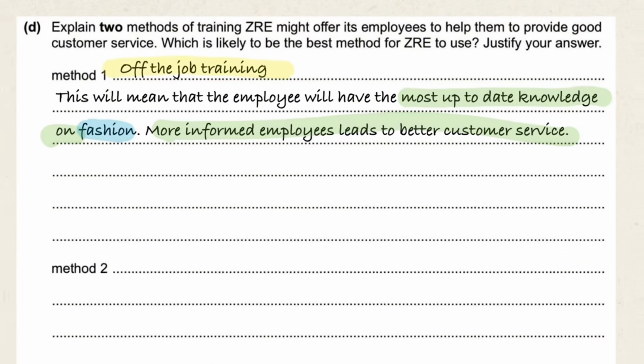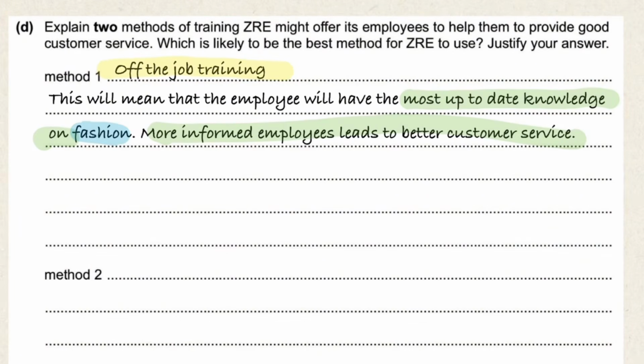Explain two methods of training ZRE might offer its employees to help them provide good customer service. Which is likely to be the best method for ZRE to use? Justify your answer. Method 1. Off-the-job training, which is our knowledge point. This will mean that the employee will have the most up-to-date knowledge on fashion. More informed employees lead to better customer service. Fashion is our application, and our direct impact of off-the-job training is that they get the most up-to-date knowledge on fashion.